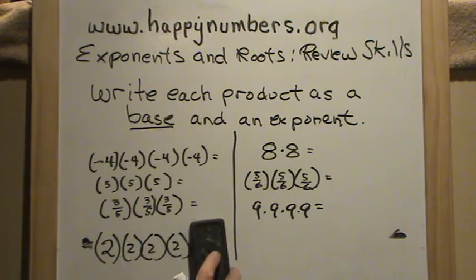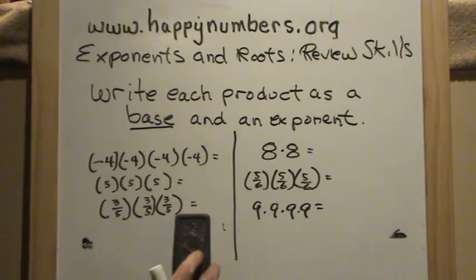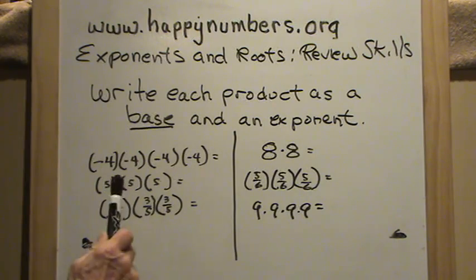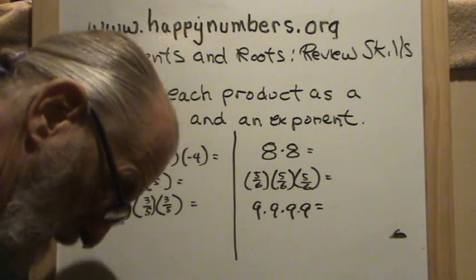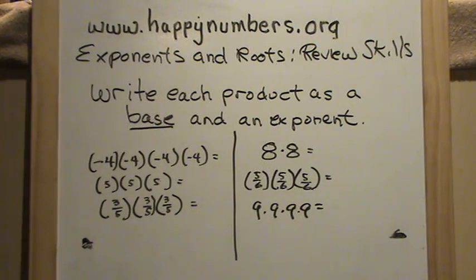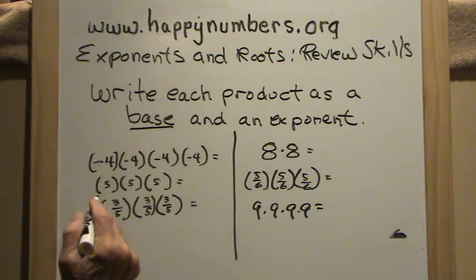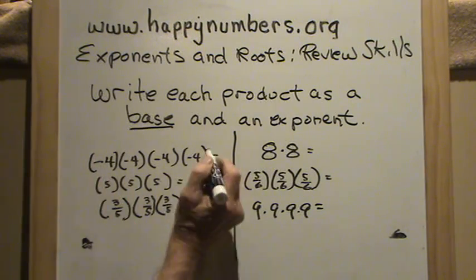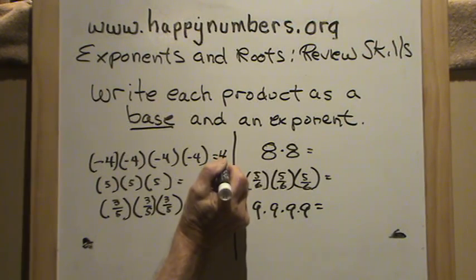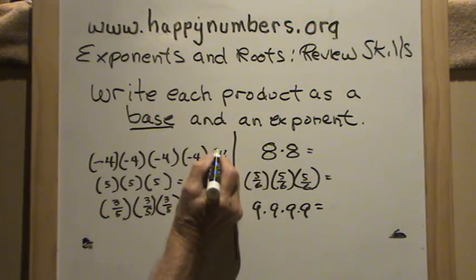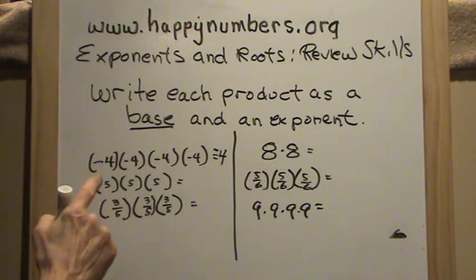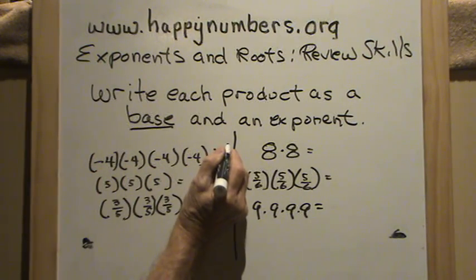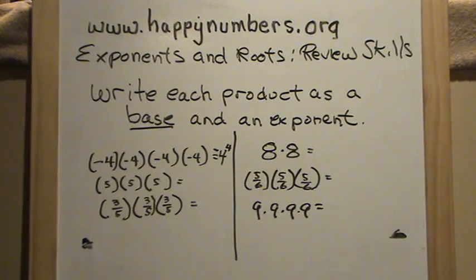So what I want you to do is put your video or DVD on pause and write these problems as a base and an exponent. So go right ahead. All right. In the first one, the base is -4, I'm sorry, -4. And we have 1, 2, 3, 4, so it's -4 to the fourth power.